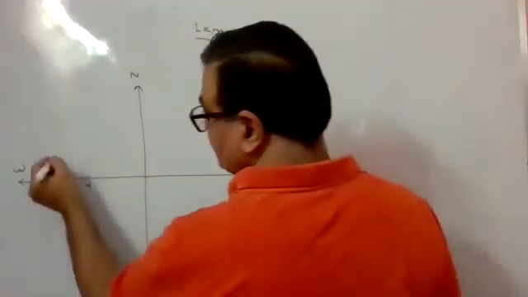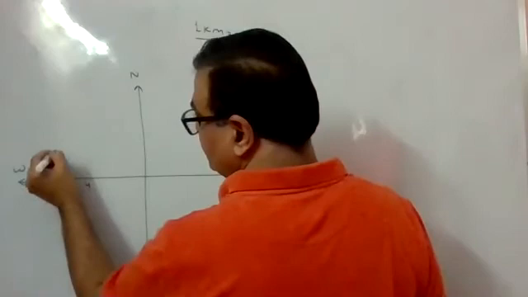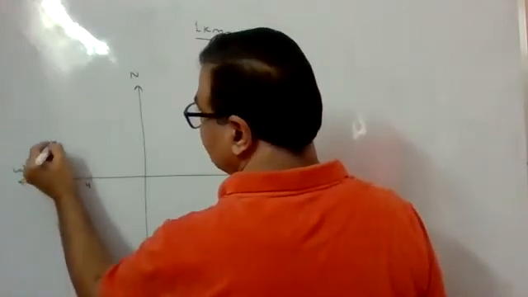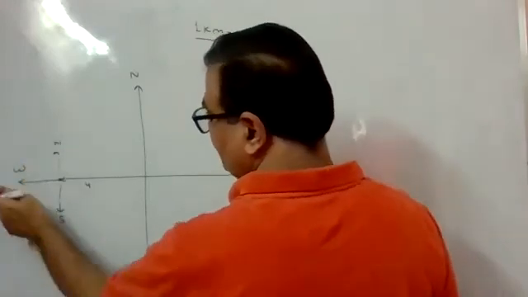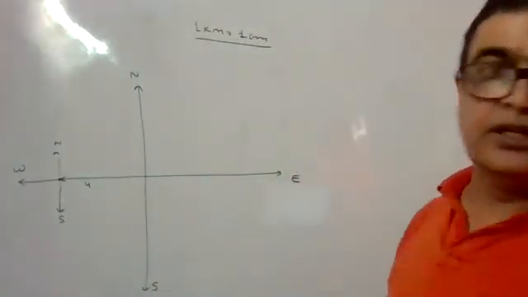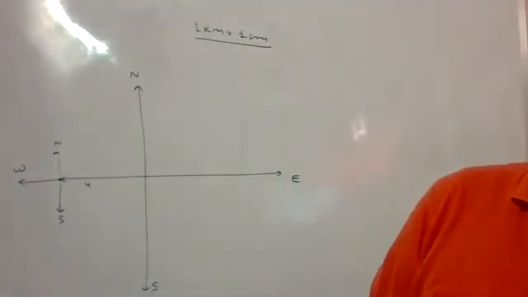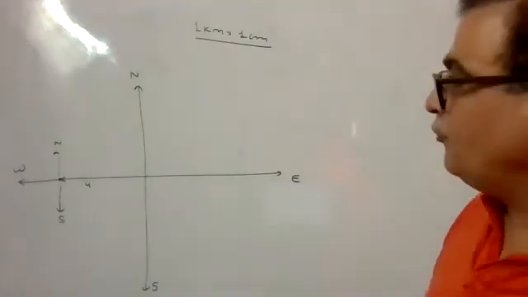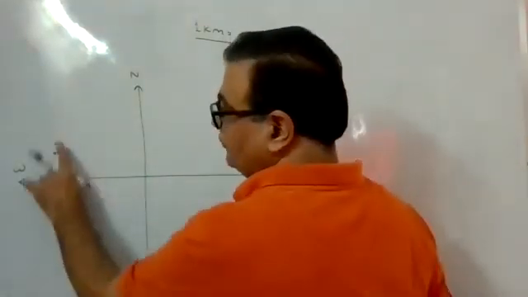Okay. Then what we do? Here we will make the direction. This is north, this is south, west is there, east is there. Now she moved 30 degree east of north. This is the north we have.